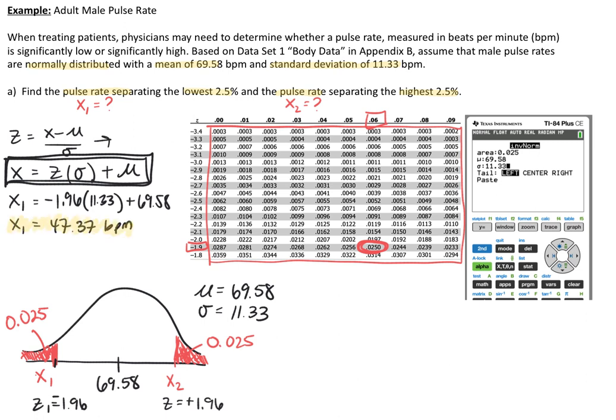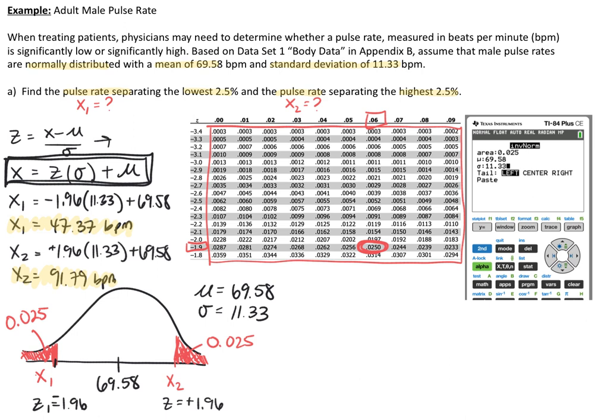2.5%. Now let's calculate x sub 2, but we're going to use that positive z-score of positive 1.96. So multiply it times the standard deviation and then add the mean. This gives us a pulse rate on the right tail of 91.79 beats per minute. So the pulse rate that separates the top 2.5% is 91.79 beats per minute. So that's how you would use z-scores in the z-table.